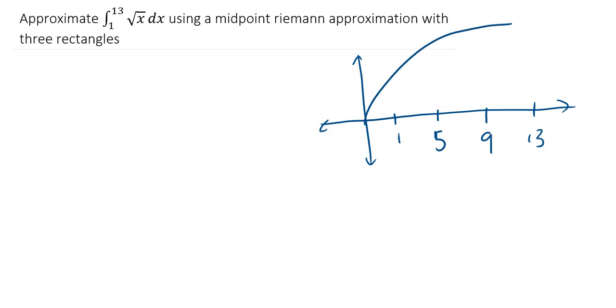And I'm doing area under square root of x. My first rectangle, to approximate this area I'm looking for, is going to go from 1 to 5, and its height is going to be determined by f of 3. It's going to go all the way up to the point 3 comma square root of 3. My next rectangle is going to go from 5 to 9, and its height is going to be determined by f of 7. So it's going to look something like this.